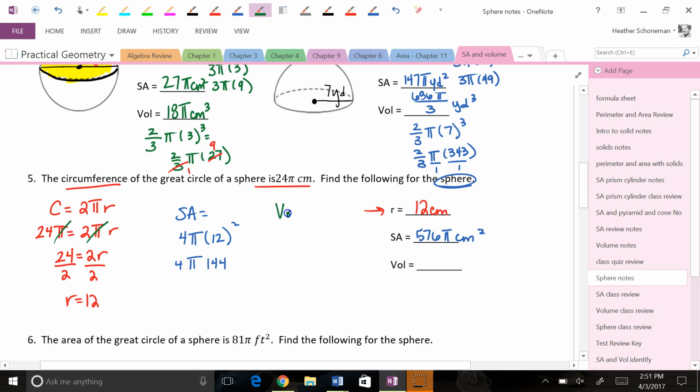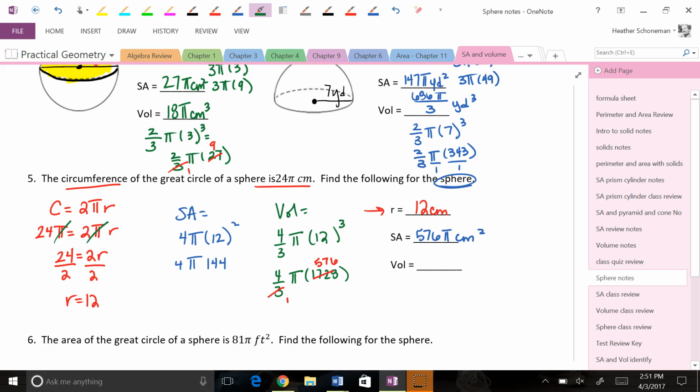The volume is going to be 4/3 pi times the radius cubed. The radius is 12, so we have 4/3 pi times 12 cubed. 12 cubed is 1728. Again, using that button on your calculator, I'm not just memorizing these. Since 3 goes into 12, 3 will go into 1728. So in your calculator, divide it by 3, and you get 576.